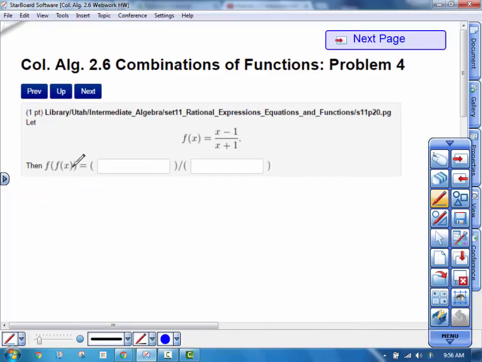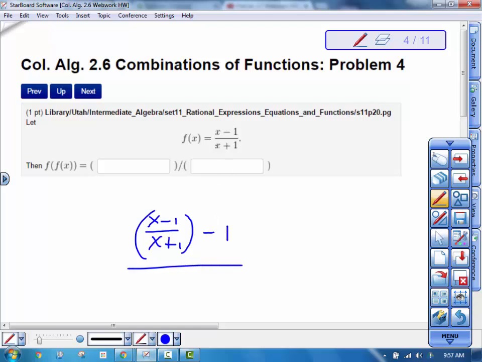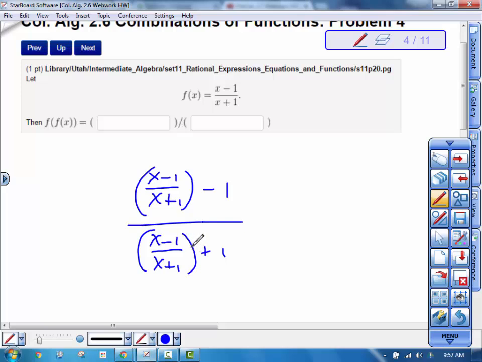Okay, this one wants us to take the function and plug it back into itself again, but this time we have a fraction, so this is a tough one. So we have to take x minus 1 over x plus 1, put it in parentheses, and that goes in for wherever there's an x. So it goes in there, and then it also goes in there. So we get this complicated rational function now. That's our composition. So this is f of f of x.